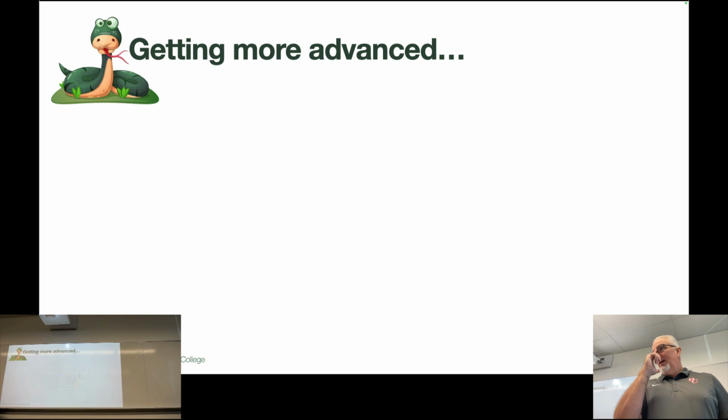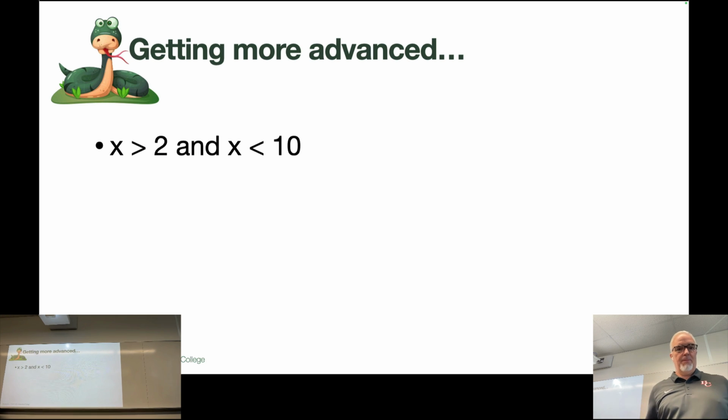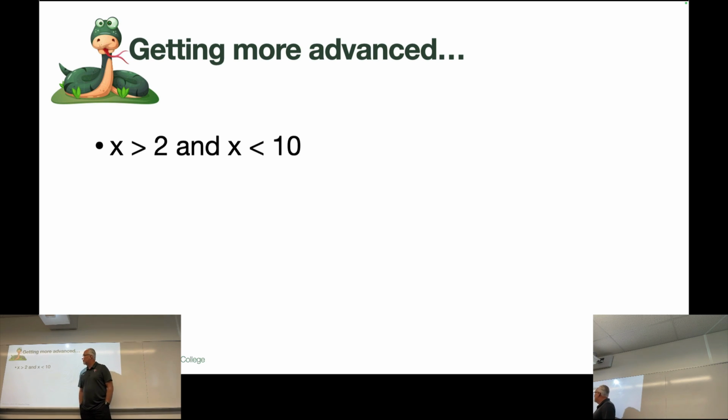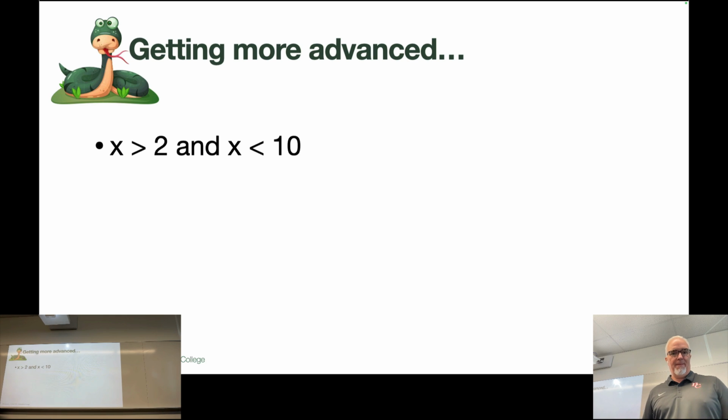So tell me if these come out to true or false. Or actually, sorry, in this case, I am asking you to give me a value of x that will make this true. Give me a value of x that will come out to be true, where x is greater than 2 and x is less than 10. 3. Yeah, 3 will do it because it's greater than 2 and less than 10, right? Any number between 2 and 10.